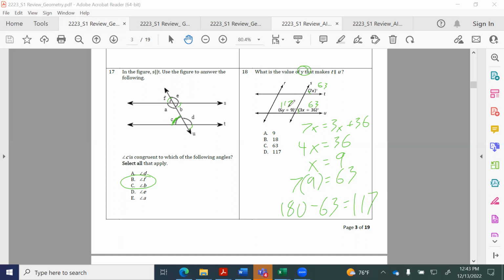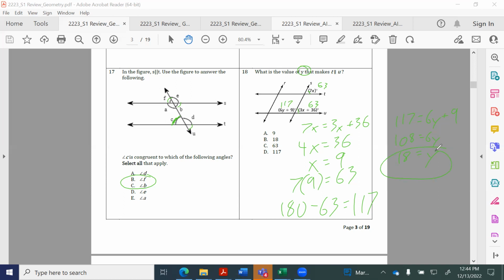We now need to solve for y. So we take the 117 that equals the 6y plus 9. Subtract off 9, that leaves us with 108. Divide 108 by 6. 6 goes into 10 once, and we have 48. 48 divided by 6 is 8. So we get 18 for y. And that's our final answer.